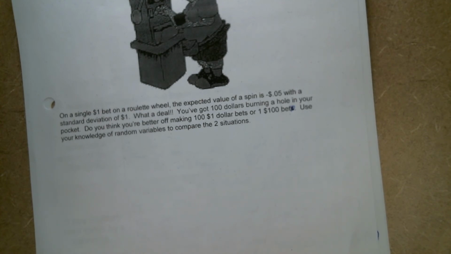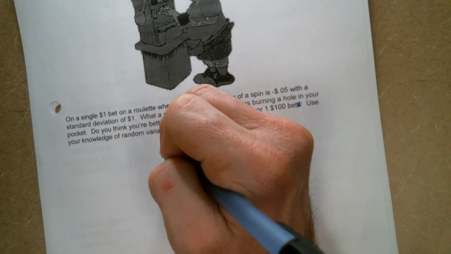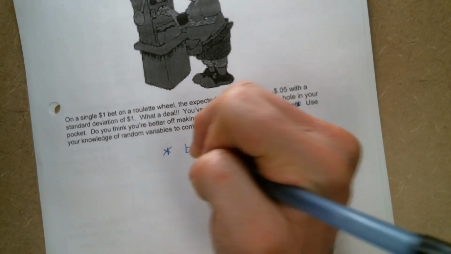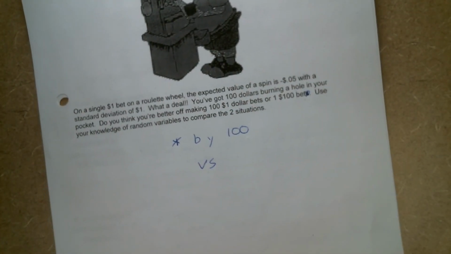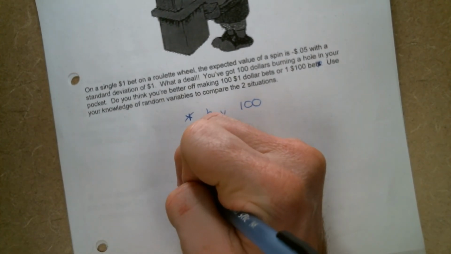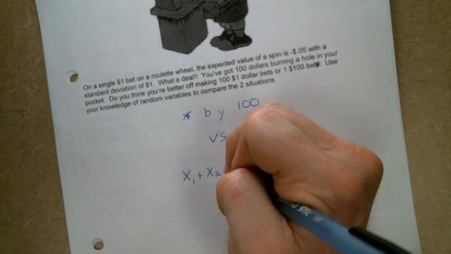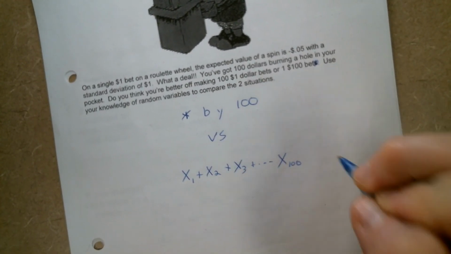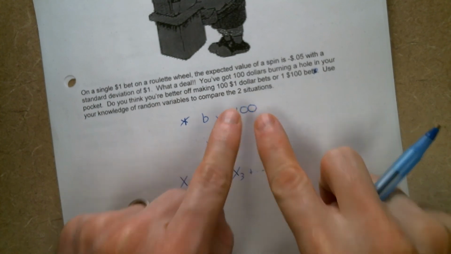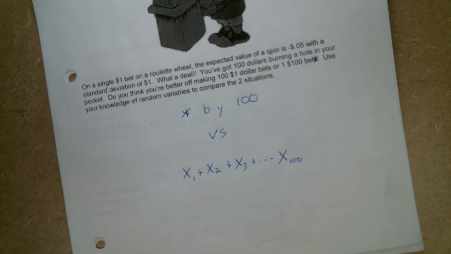All right, so what we're really comparing is making a $100 bet, which is the equivalent of multiplying by 100, versus making $1 bets, which is the equivalent of adding together random variables over and over and over again 100 times. So we're either multiplying by 100 and putting it all into one big bet, or we're making lots of little bets, each of which represents a random variable.